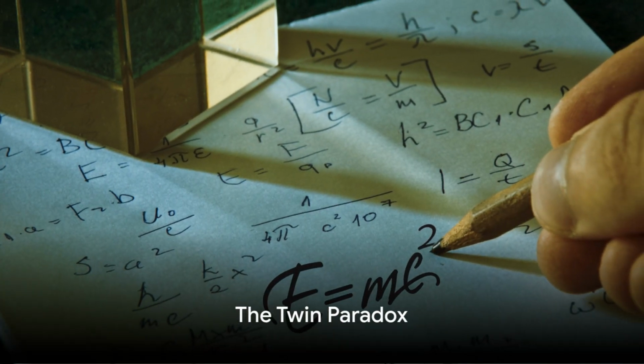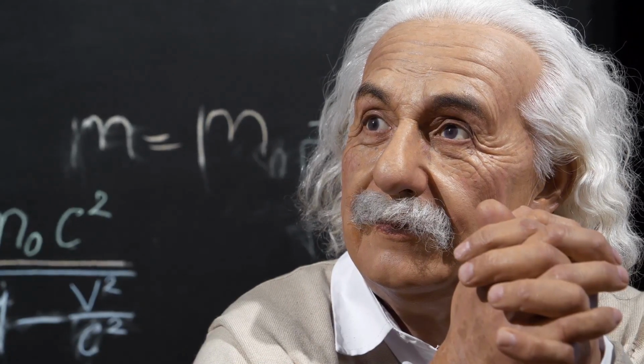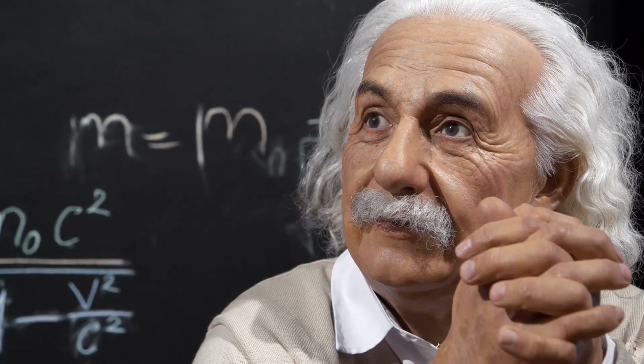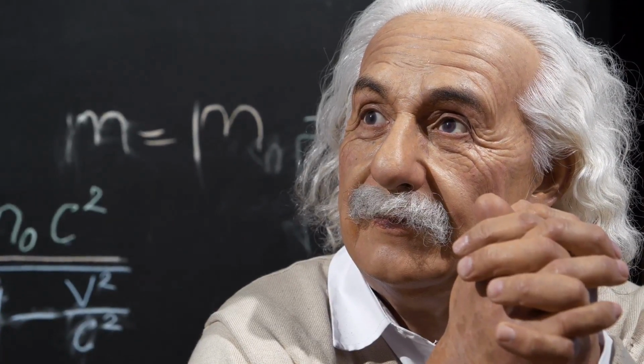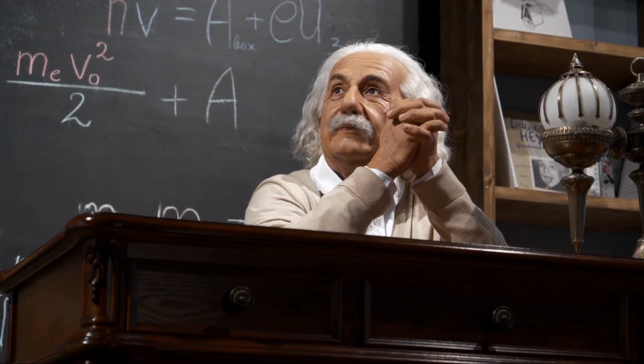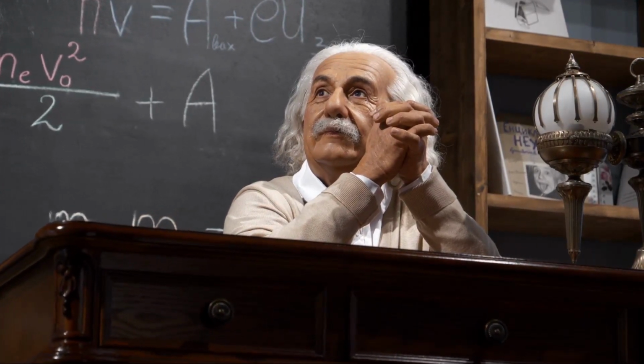What if we told you that time could slow down? Sounds like science fiction, right? Not to Einstein. Let's dive into one of Einstein's most mind-bending thought experiments, the twin paradox. Imagine two twins. One stays on Earth while the other embarks on a high-speed journey into space. Now, here comes the paradox.